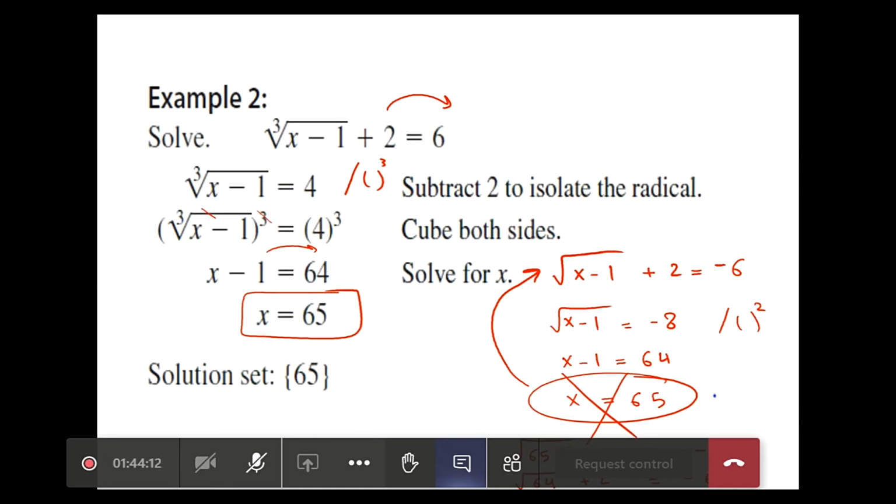Why 10? Also not 10. Look at this. We have radical equal negative. The answer of radical equal negative, this is impossible. This is no solution. Why? Because the radical equal negative.